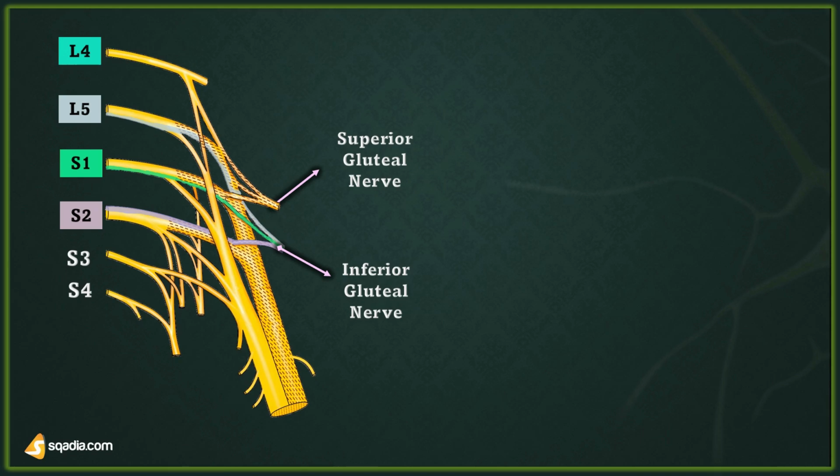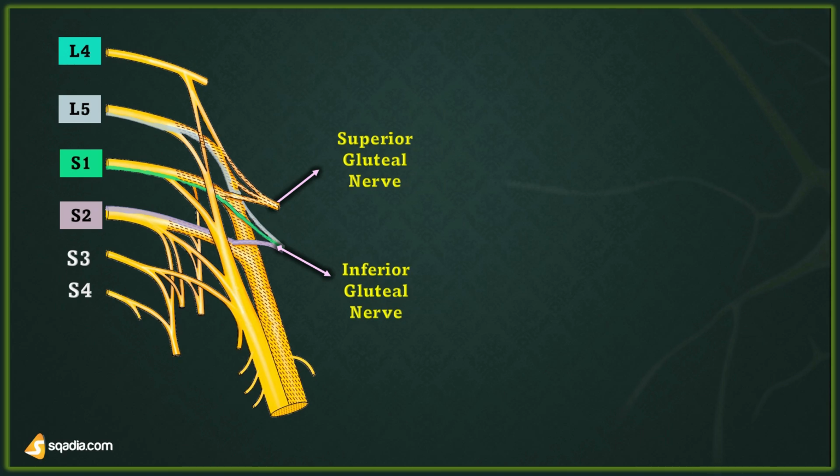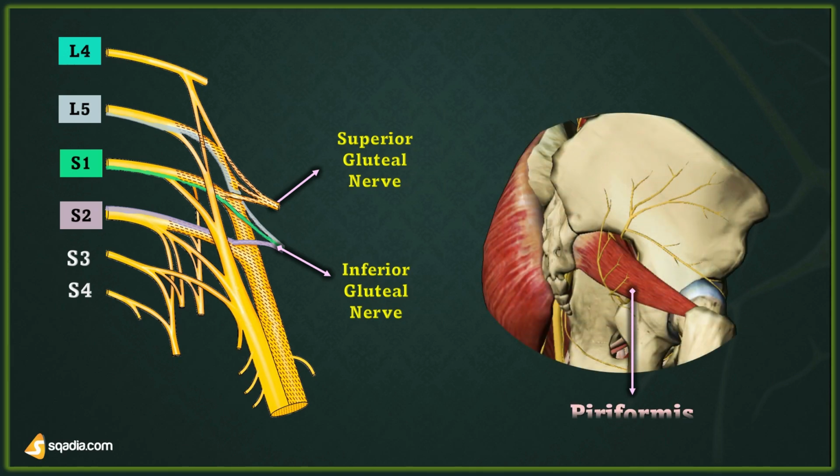Now that you know about these two nerves, let me ask you a question. Why do you think they are named superior and inferior gluteal nerves? The terms superior and inferior used to describe the gluteal nerves are based on their anatomical positions and the muscles they innervate within the gluteal region. The superior gluteal nerve is named as such because it is located above or superior to the piriformis muscle. On the other hand, the inferior gluteal nerve is named because it is located below or inferior to the piriformis muscle.